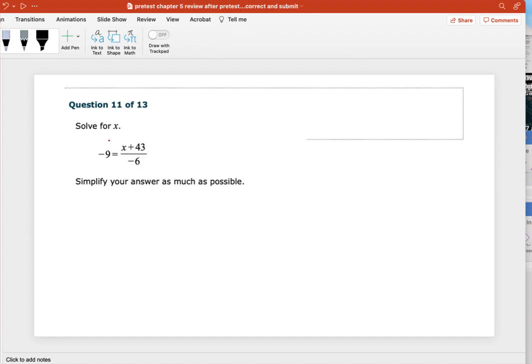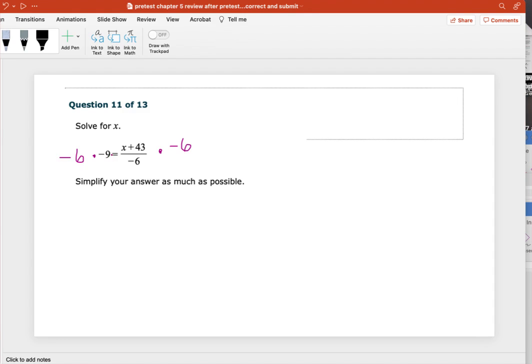Okay, so look at question 11. It says solve for x. Now, not very many of you even tried this one. Okay, I'm going to show you how to do it very simply using your properties. What if we just got rid of this negative 6 on the bottom altogether by multiplying both sides by negative 6? That's what I would do. Just get rid of it altogether.